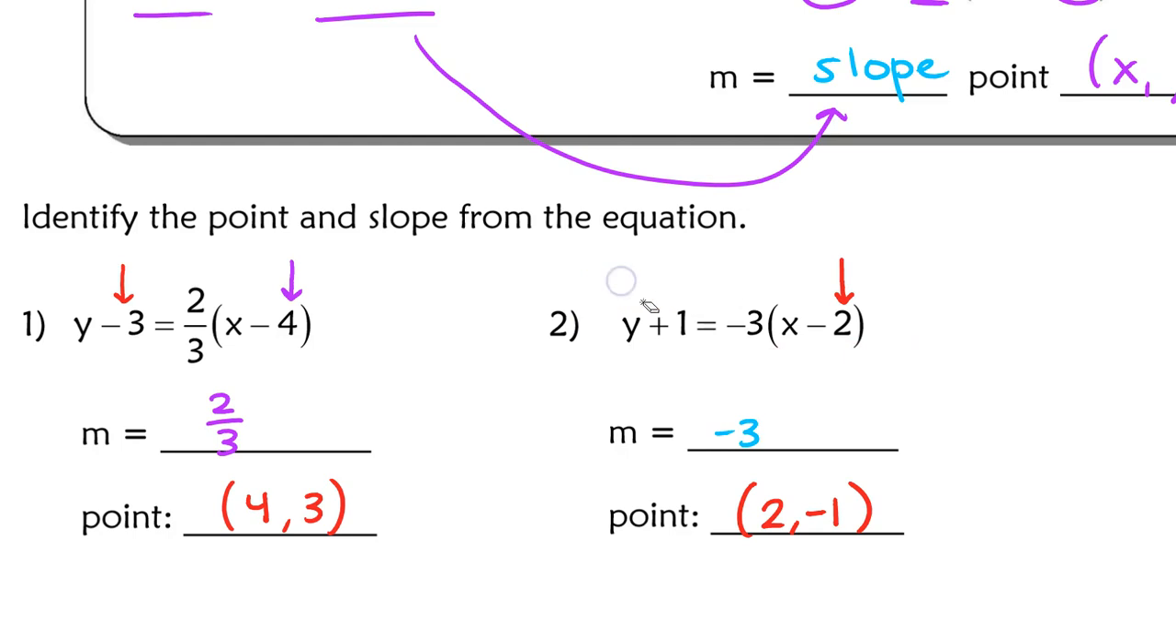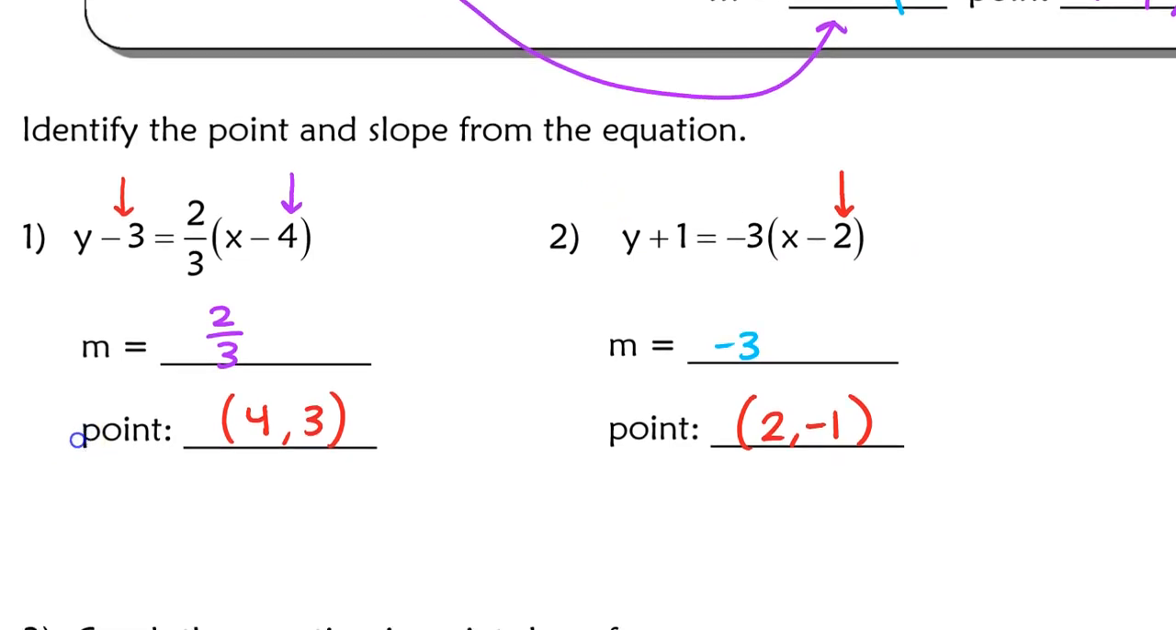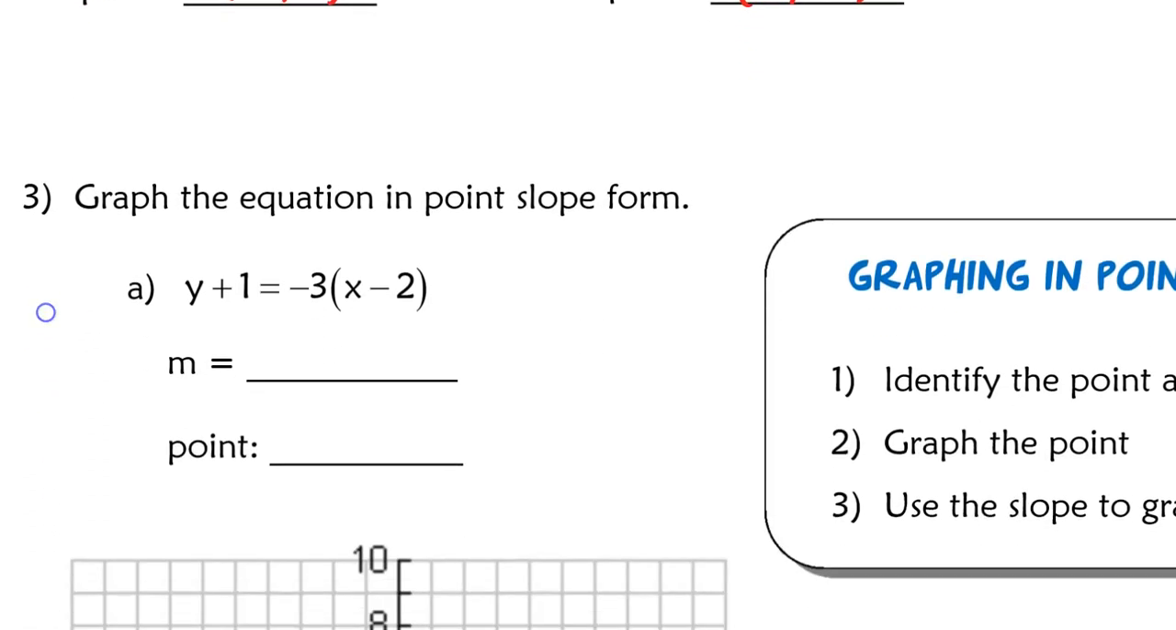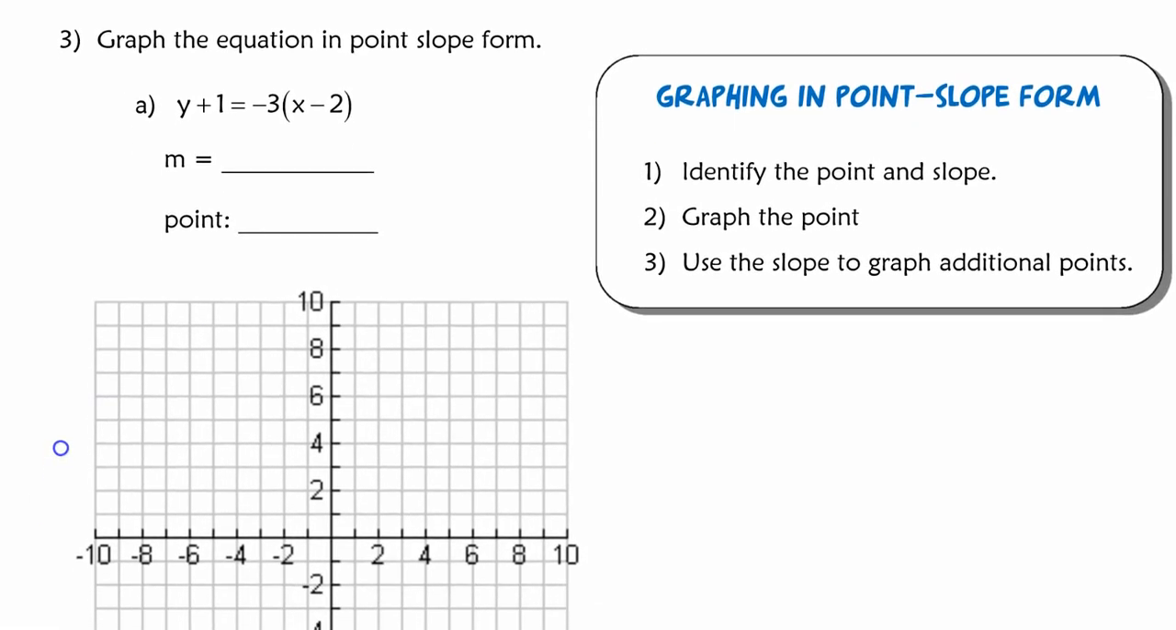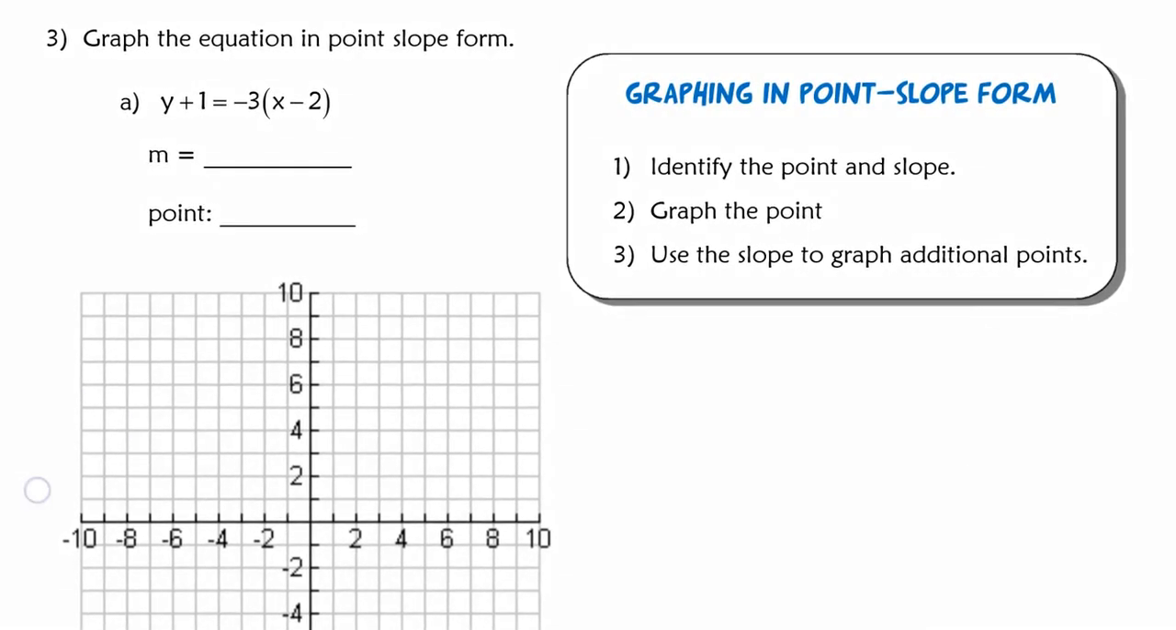So that's how you pull the point and the slope from an equation that's written in point slope form. Alright, now let's practice graphing in point slope form. This is really similar to what we've been doing before. In our last lesson we learned how to graph using a slope and a point. It's the same idea here, except now we're going to give you the equation and you have to take the information from the equation. So let's always identify the point and the slope when we try to graph in point slope form.